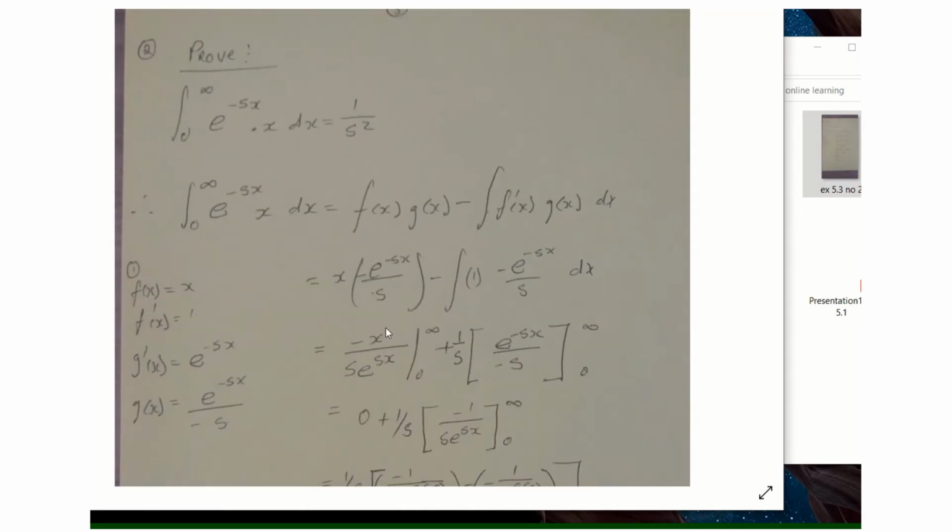Number 2, they're saying prove that the integral between 0 and infinity of e raised to minus sx, multiplied with your x, dx, is equal to 1 over s to the power 2. As you know, when you integrate an exponential function with another function next to it, you get the derivative of the power of this exponential function.